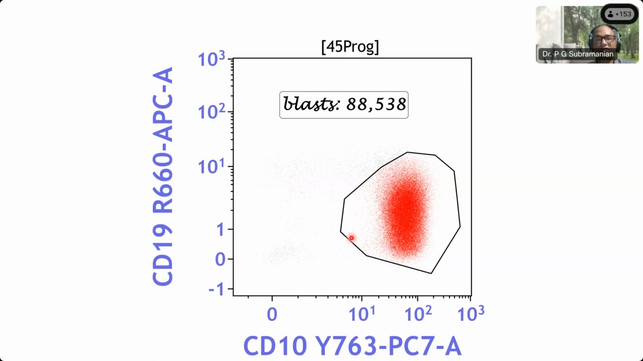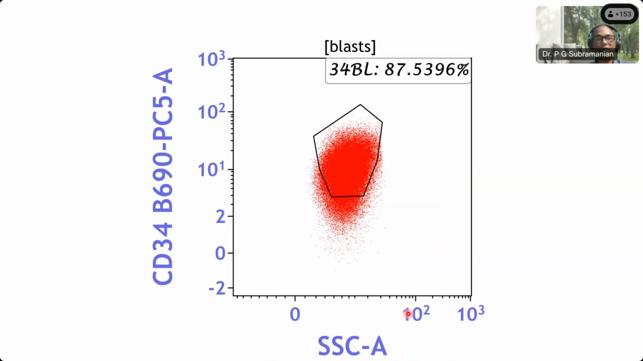See, this is your double negative. So your negative line, if I'm going to put it, will be somewhere around here. So CD19 is dim to negative, and CD10 is moderate. So in this case, we are not unsure of blast, because everything is CD34 positive.